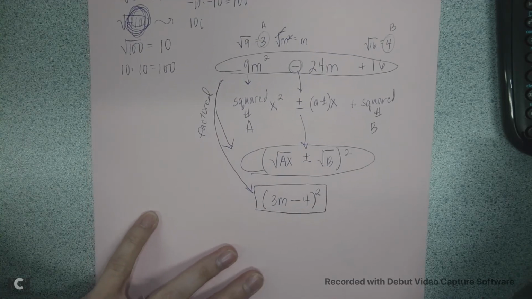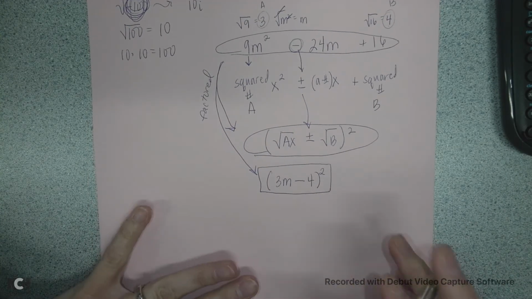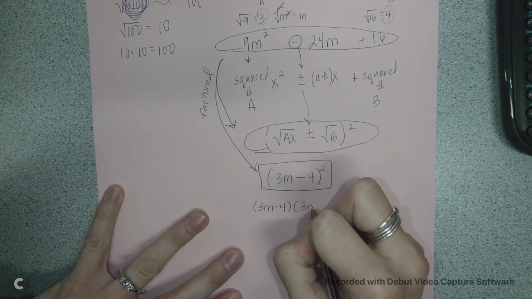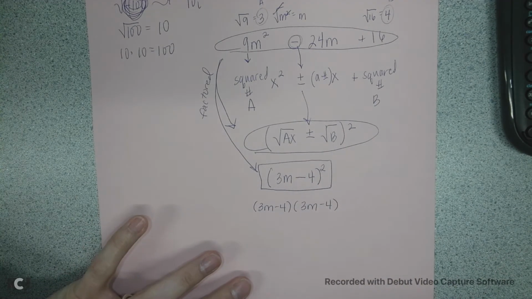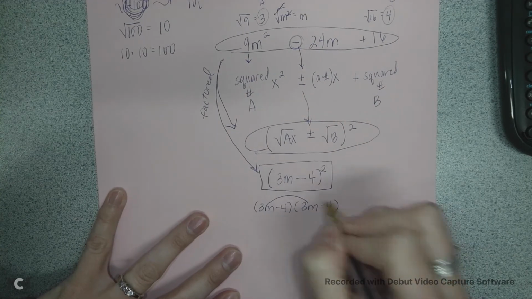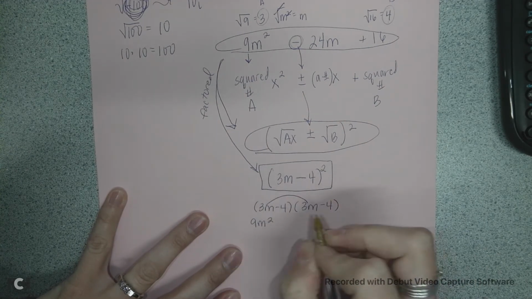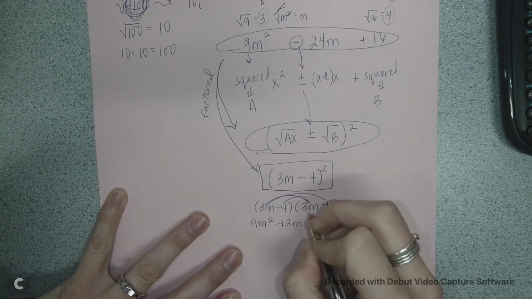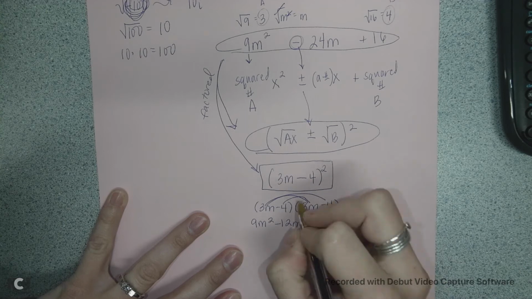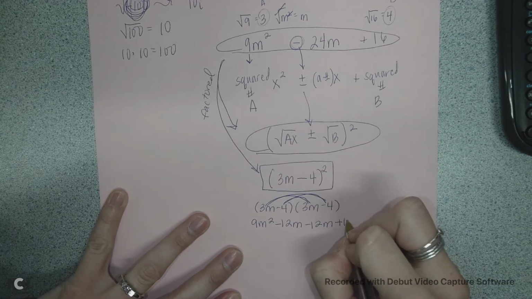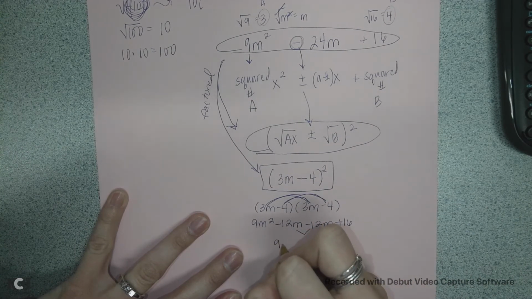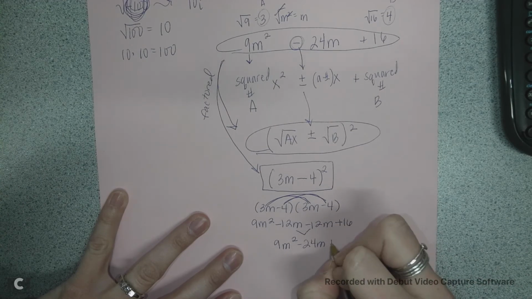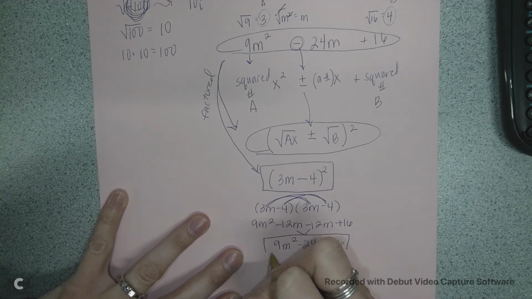All right, we're going to prove it really fast. We're going to do the opposite. So we're going to take 3m minus 4 and multiply it by 3m minus 4 to prove that we'll get this trinomial. So 3m times 3m is 9m squared. 3m times negative 4 is negative 12m. Negative 4 times 3m is negative 12m. And negative 4 times negative 4 is 16. Combine your like terms, and you have 9m squared minus 24m plus 16, which is exactly what we started with.